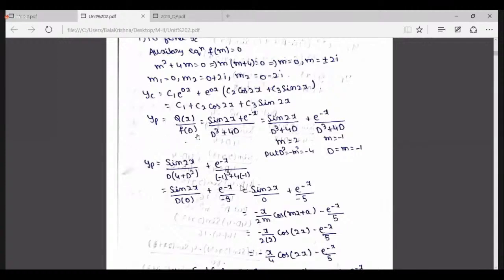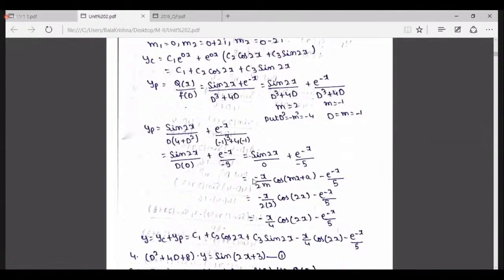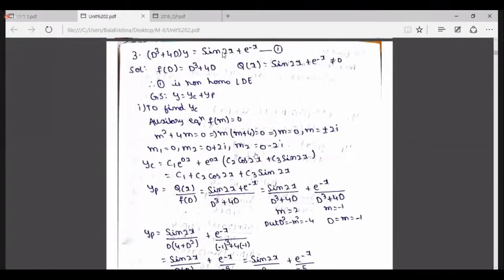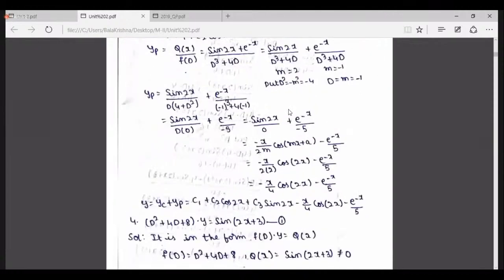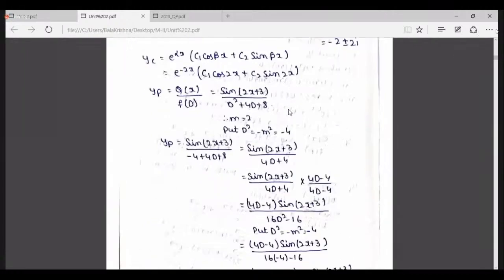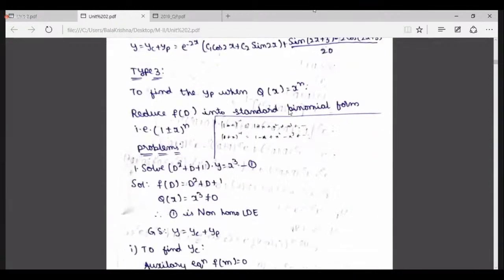So whenever, in the first type, f of m is not equal to 0, that will be this equation. Whenever it is equal to 0, you will be writing x into e power mx by f dash of m. So you know all these procedures. You just need to practice them, and please always try to practice the problems which are in the form of combinations like this. So sine and e power a minus x is there. So you should always concentrate more on such type of problems.